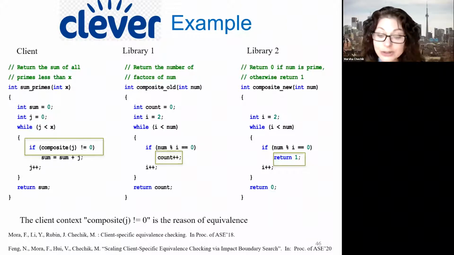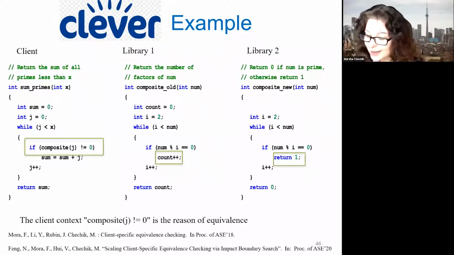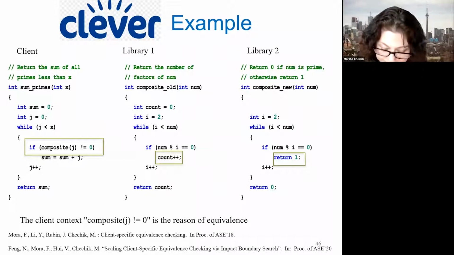However, the way that the client uses this library is by comparing its return against 0. And interestingly, for both of those libraries, if you compare the result against 0, is it equal to 0 or not equal to 0, they return the same value. Which means, since the only thing I'm doing is checking whether those two things are affecting 0, this is my reason why those two libraries are the same. Okay, so that's my reason for client-specific equivalence.